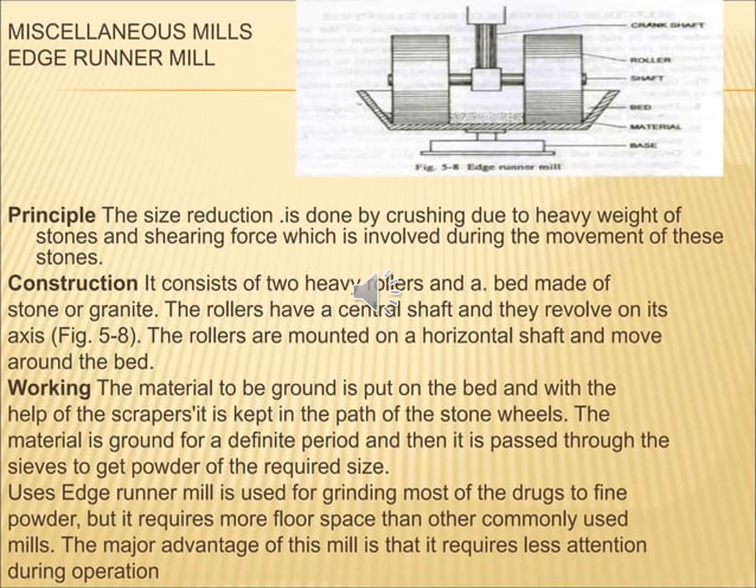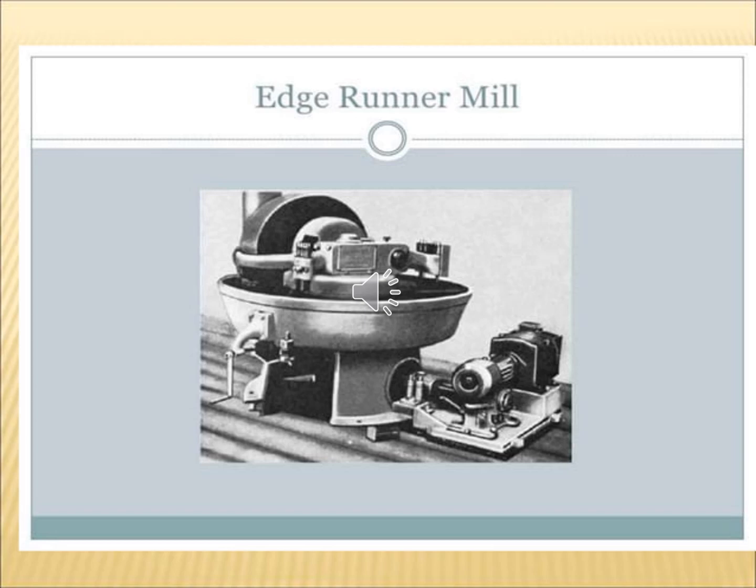Uses: Edge runner mill is used for grinding most of the drugs to fine powder, but it requires more floor space than other commonly used mills. The major advantage of this mill is that it requires less attrition during operation. So here is the diagram of edge runner mill.